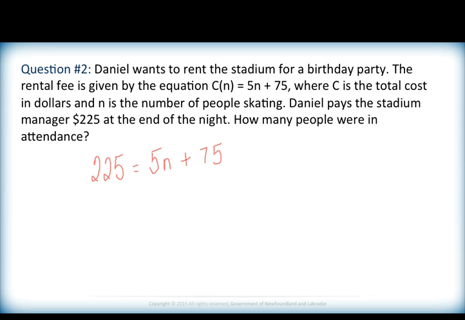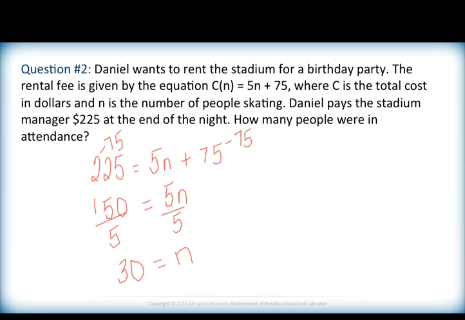So we're just going to do algebra steps on this now and subtract 75 from both sides, because we have to eliminate everything that's attached to this 5n. So 225 subtract 75 will give us 150, which equals 5n. So right now this is 5 times n. The inverse operation is divide, so we're going to divide on both sides by 5. And our answer will be 30.